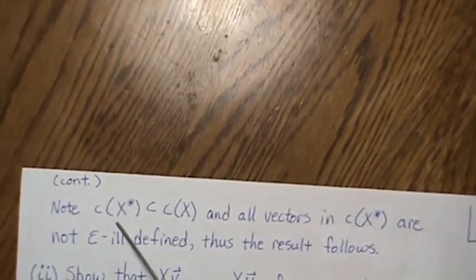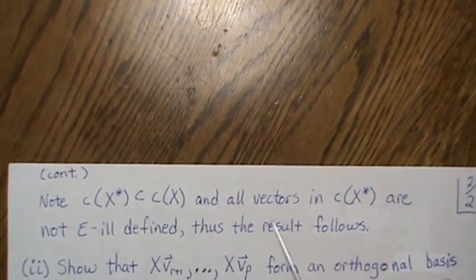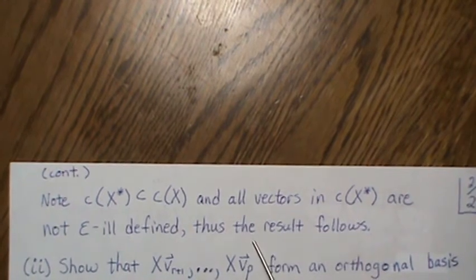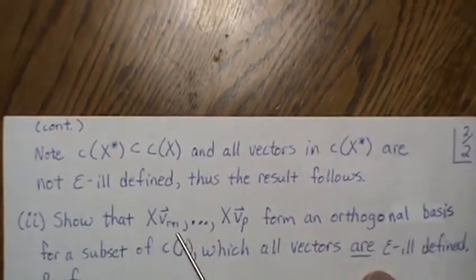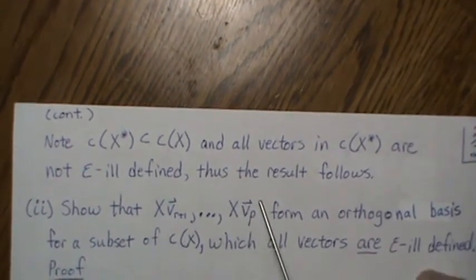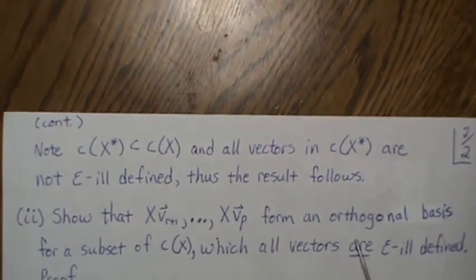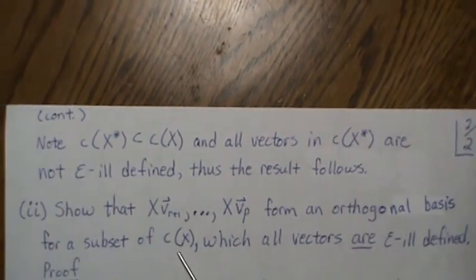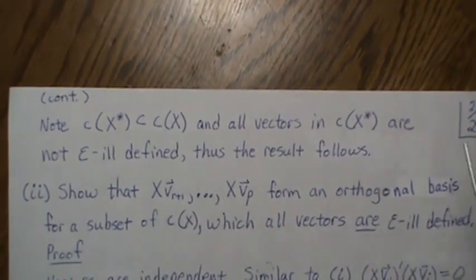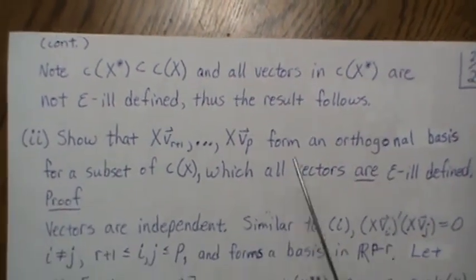So note that the column space of X star is a subset of the column space of X, and all vectors in the column space of X star are not ill-defined, and thus the result follows. Now let's show that the remaining columns, r plus 1 to p, so there are p minus r columns here, form an orthogonal basis for a subset of the column space of X in which all vectors are ill-defined. It means they end up being really small. They don't carry much information.